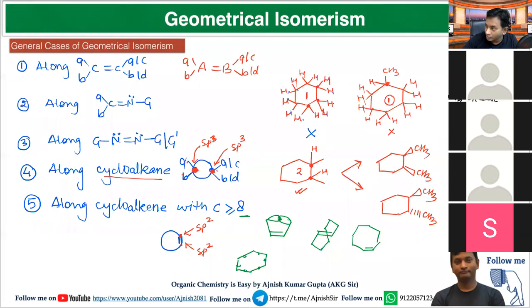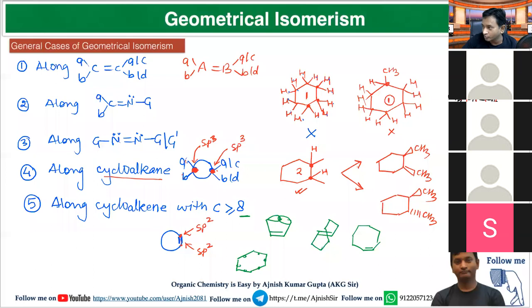Look for this carbon. Once again, this carbon has hydrogen and methyl. These have different substituents. But this carbon has two hydrogens. These have the same substituent. So the molecule will not show GI.